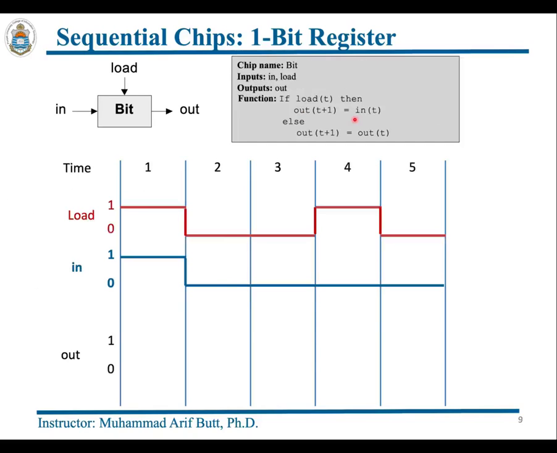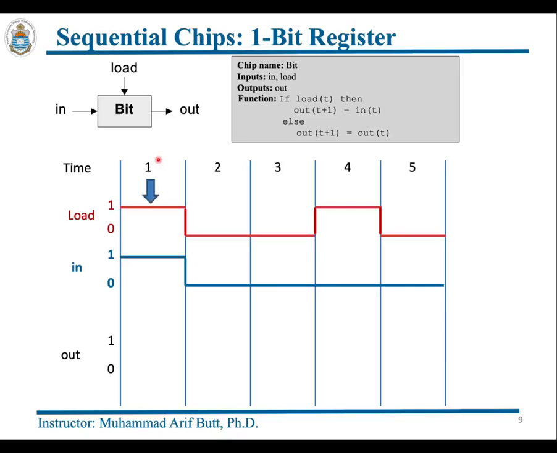Well, dear students, in this timing diagram, the time progresses from left to right. Time unit 1, time unit 2, 3, 4, 5, and so on. And these are the timing signals of the load and the in inputs to the binary cell. And this is the output which we are going to draw, keeping in view of this chip behavior. So let's try to do and understand this.